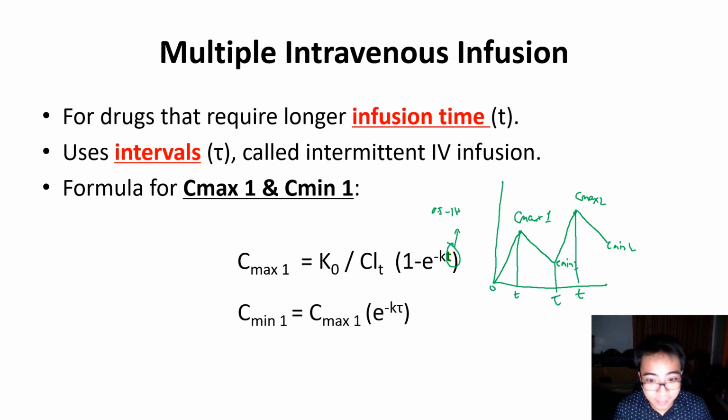And for Cmin1, it is as simple as the equation na ginamit natin sa IV push: Cmax1 times e to the negative k tau. Okay, I think that makes sense naman, right? Kasi ang Cmin1, ito yung kanyang time na yon, kung anong time na yan. Alright? So, that's the formula for Cmin1.